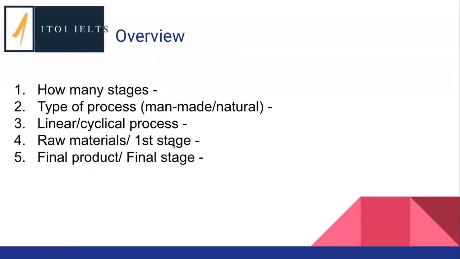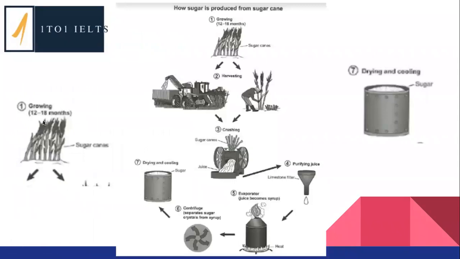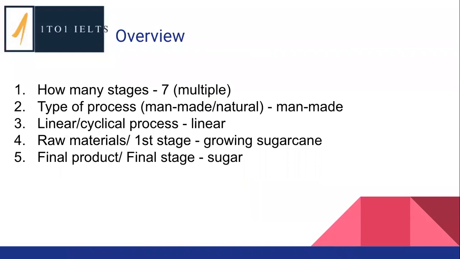Then we want to think, what is stage 1 and what is the final stage? Or another way of looking at this, what are the raw materials and what is the final product? So I said I highlighted these steps for you. We can see it starts with sugarcane or the growing of sugarcane, and it ends in sugar. And we can kind of guess that from the question, how sugar is produced from sugarcane. And that's all the information we need to come up with an overview. So the answers to all our questions: there's 7 stages, it's multi-stage, it is a man-made process, it is linear, it starts with growing sugarcane and ends with sugar.